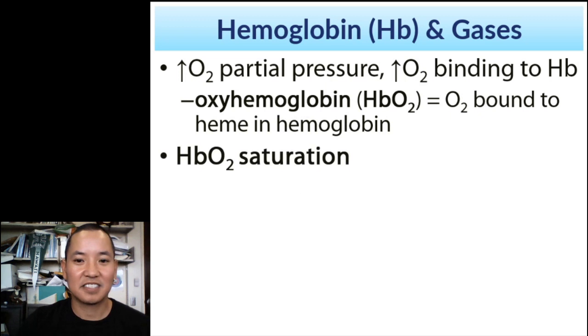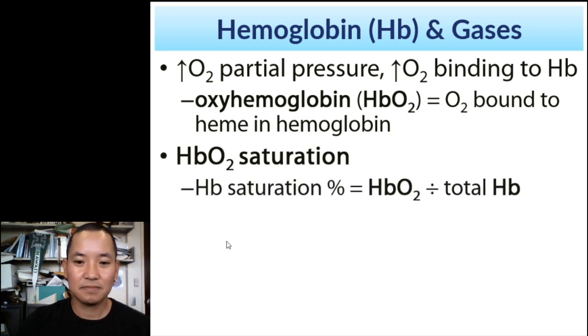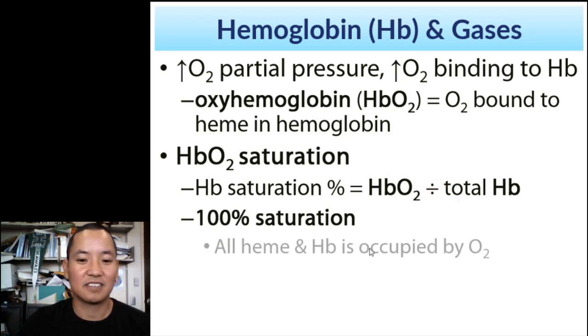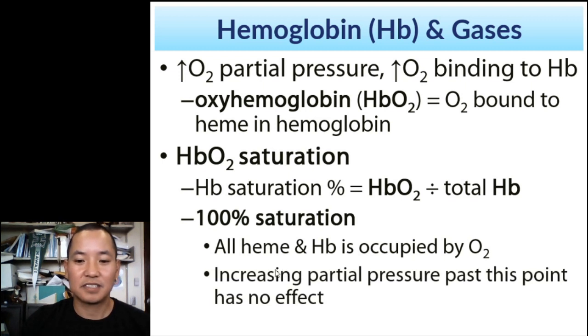So what happens when you have oxyhemoglobin saturation? Or how do you calculate it? It's basically how much of your hemoglobin is actually bound to oxygen. So 100% saturation means that the HbO2 is equal to all the hemoglobin in your body, and all the heme in the hemoglobin has oxygen bound to it. So increasing partial pressure past this point has no real effect. Why? Because all the hemoglobin is totally full with oxygen, so it's at capacity.